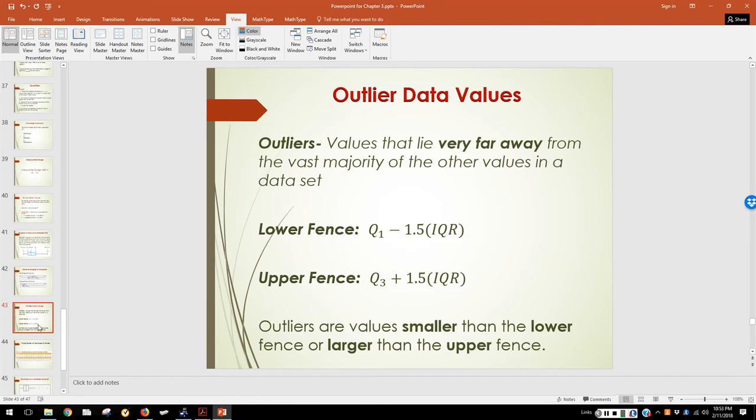So what we've been talking about here is the outliers. This is a summary. Outliers are data values that lie very far away from the vast majority of the other values in the data set. To calculate the lower fence, it is Q1 minus 1.5 times the interquartile range, and Q3 plus 1.5 times the interquartile range. Outliers smaller than the lower fence or larger than the upper fence are found that way. Anything that's less than this or more than this is an outlier.